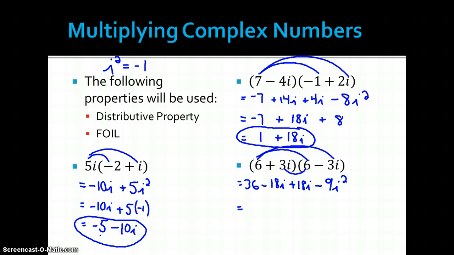Please notice here on the inside that the 18i and -18i will cancel out. So we'll end up with 36 minus 9 times -1 is plus 9. This actually equals 45. It just equals a real number. So that's multiplying complex numbers. We FOIL or we distribute. And then we have to simplify a decent amount, but nothing overly difficult, adding and subtracting there.